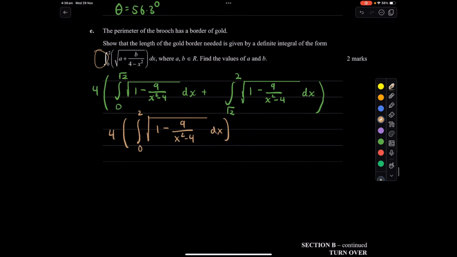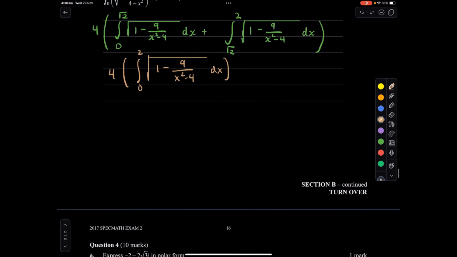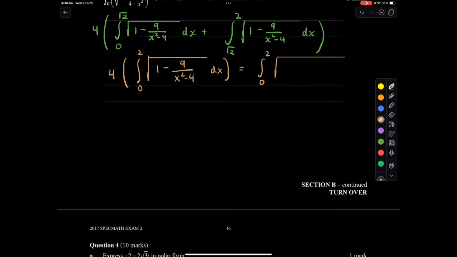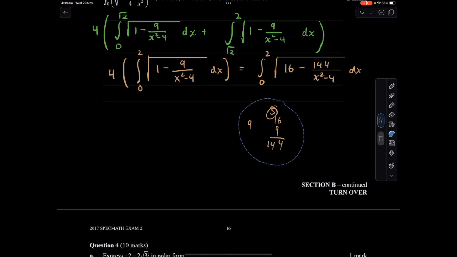So we have this, and okay, because that 4 has to be inside because it's not actually over here. So if we bring that 4 inside the square root, we have to multiply everything by 16. So this will be 16 minus, what's 9 times 16? So 16, 9, 54, 9, 10, 11, 12, 13, 14, 144. So it'll be 144 over x squared minus 4 dx. Okay, closely done.